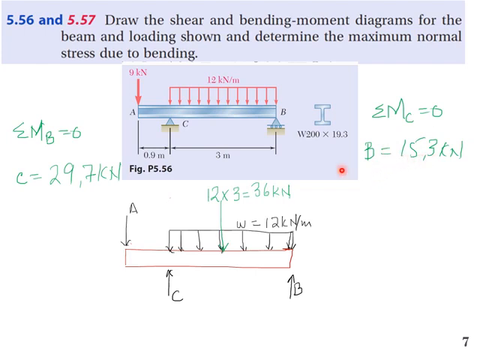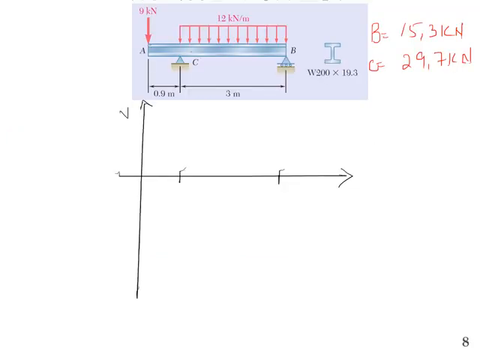Now the cross section of the beam is given, it's a W200 by 19.3. So we will use Appendix C of the textbook to find the sectional properties of this beam. Now let's draw the shear force and bending moment diagrams for this problem, using the relationships.